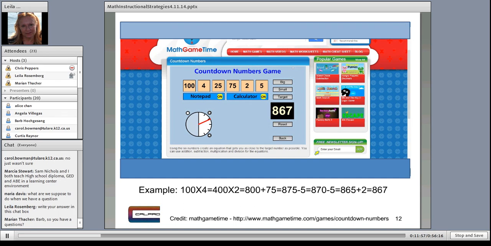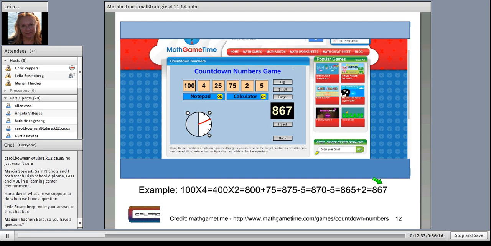I wrote my answer on the slide as an example. At the bottom of the page, I have 100 times 4 is 400 right here, and then I did 400 times 2, 800, 800 plus 75, 875 minus 5, 870, then I did minus 5 again, 867, then I added 2 and got 867 finally. So after 6 steps, I got to my target number.